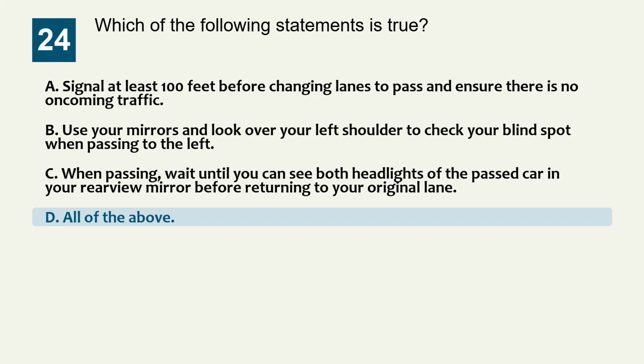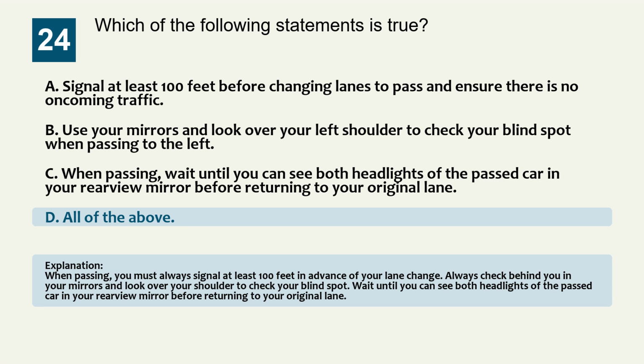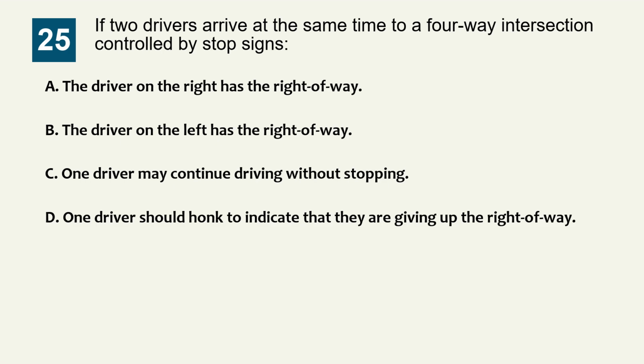The correct answer is option D, all of the above. Explanation: when passing, you must always signal at least 100 feet in advance of your lane change. Always check behind you in your mirrors and look over your shoulder to check your blind spot. Wait until you can see both headlights of the passed car in your rearview mirror before returning to your original lane.